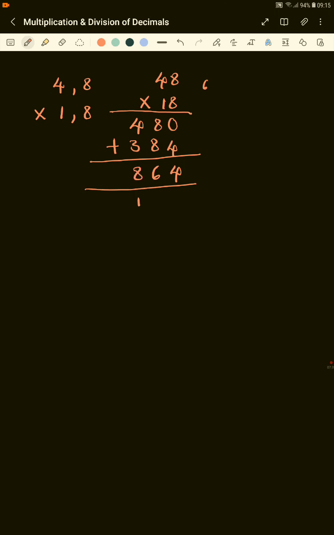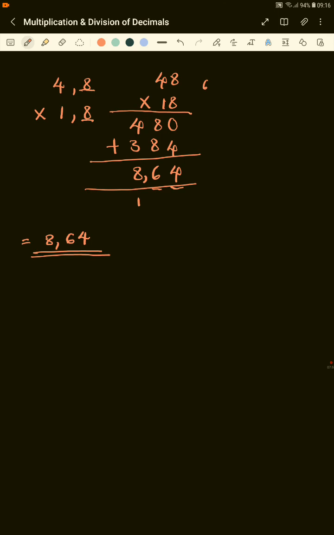Then you count the number of decimal places. Decimal places are the numbers after the comma. So in this question you have 1, 2. You're going to count the number of decimal places, which is 1, 2, and you're going to put your comma there. So your answer will be equal to 8,64. That's your answer. This is the simplest way of calculating decimals that are being multiplied to each other.